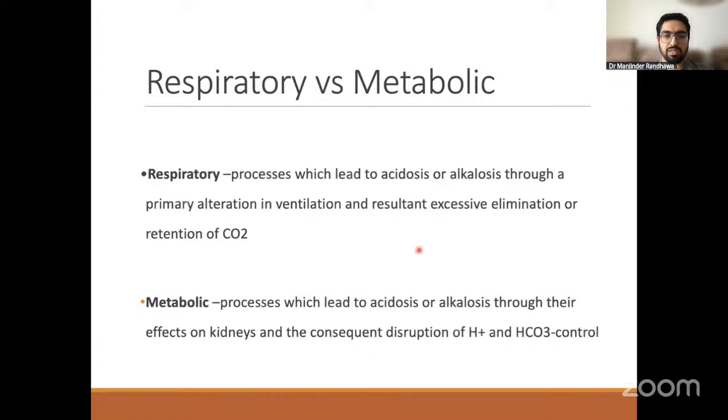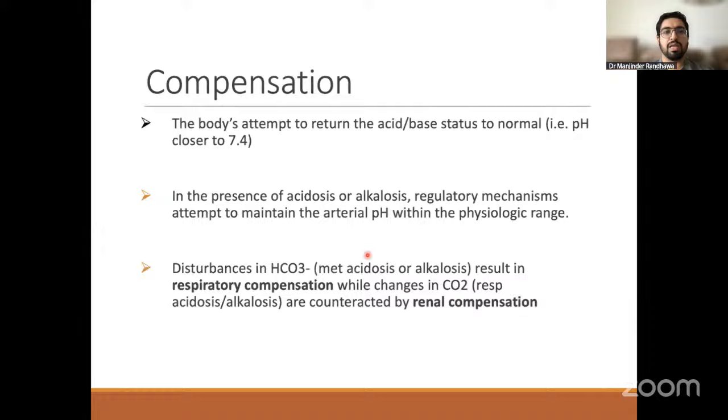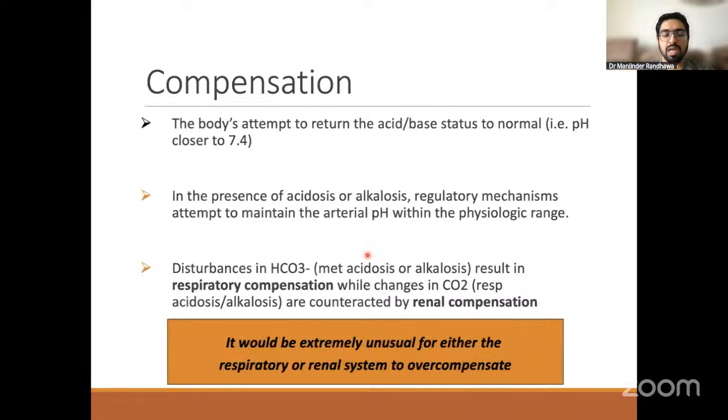So respiratory, anything that is caused by the lungs. Retention of CO2 is usually the most common problem, or hyperventilation causing fall of CO2. Metabolic is what changes your bicarb first, usually the kidney or other systems like sepsis. And the problem is actually in the bicarb, and the lung is the one that is compensating. So compensation is the body's attempt to return everything to normal pH, that is 7.4. The moment there is a derangement, all regulatory mechanisms start action. And when there is metabolic derangement, there is respiratory compensation, and vice versa on the other side. So usually the compensation does not overshoot. So let's say you have metabolic acidosis, and because of your respiratory compensation, your pH will not go towards alkalosis.